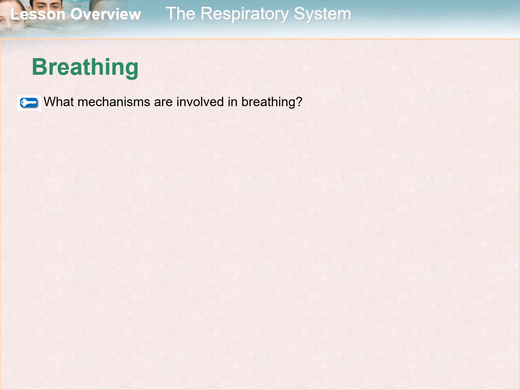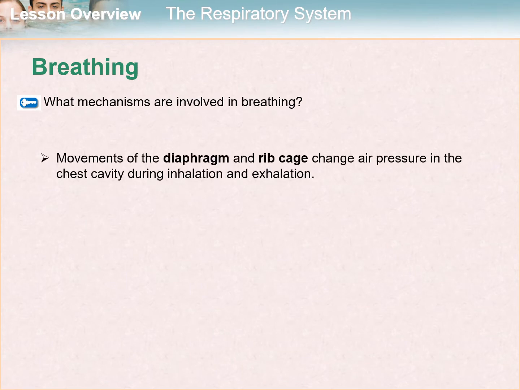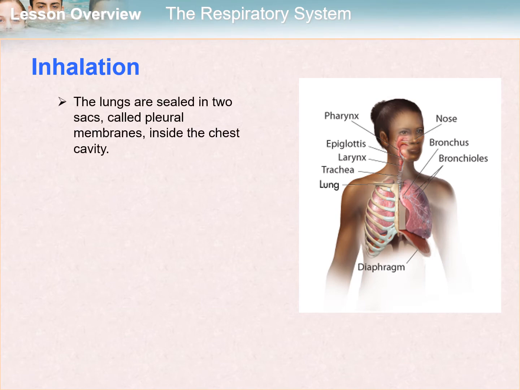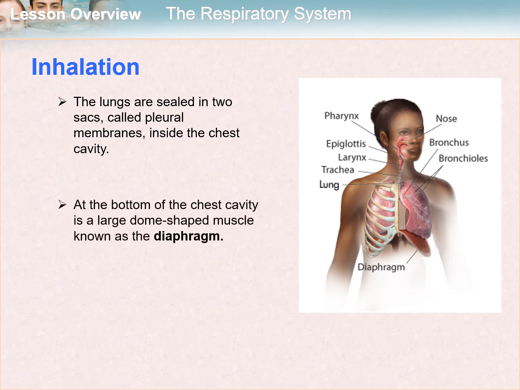What mechanisms are involved in breathing? Movements of the diaphragm and rib cage change air pressure in the chest cavity during the inhalation and exhalation process. In the inhalation process, the lungs are sealed in two sacs called pleural membranes inside the chest cavity. At the bottom of the chest cavity is a large dome-shaped muscle known as the diaphragm.